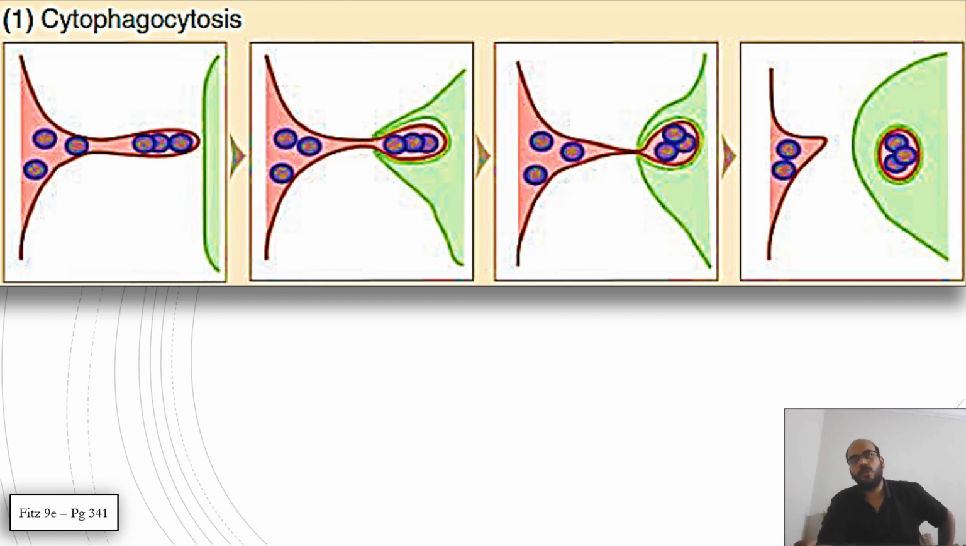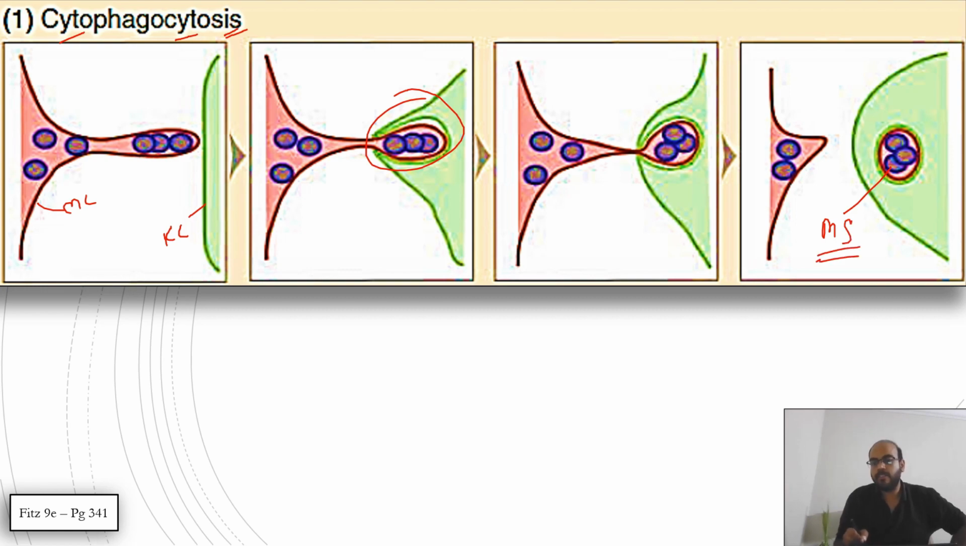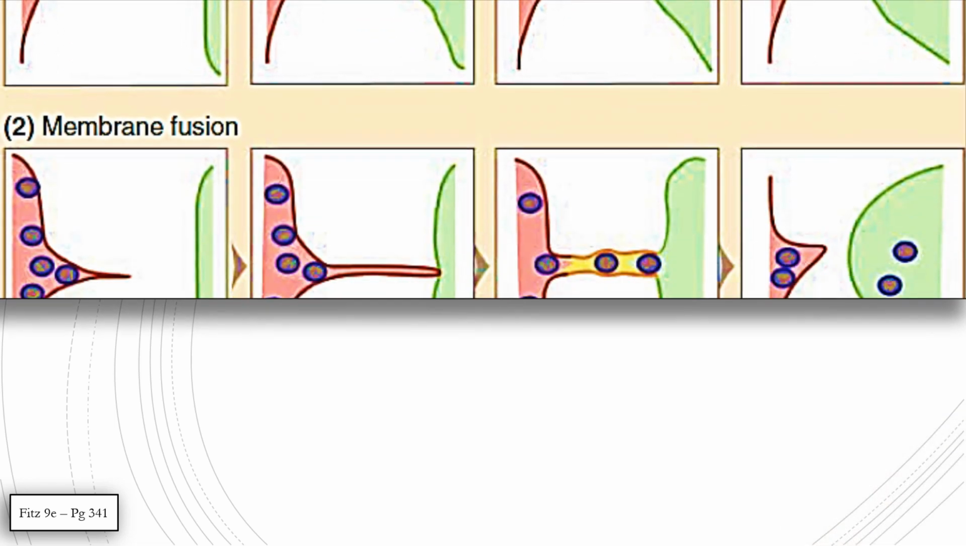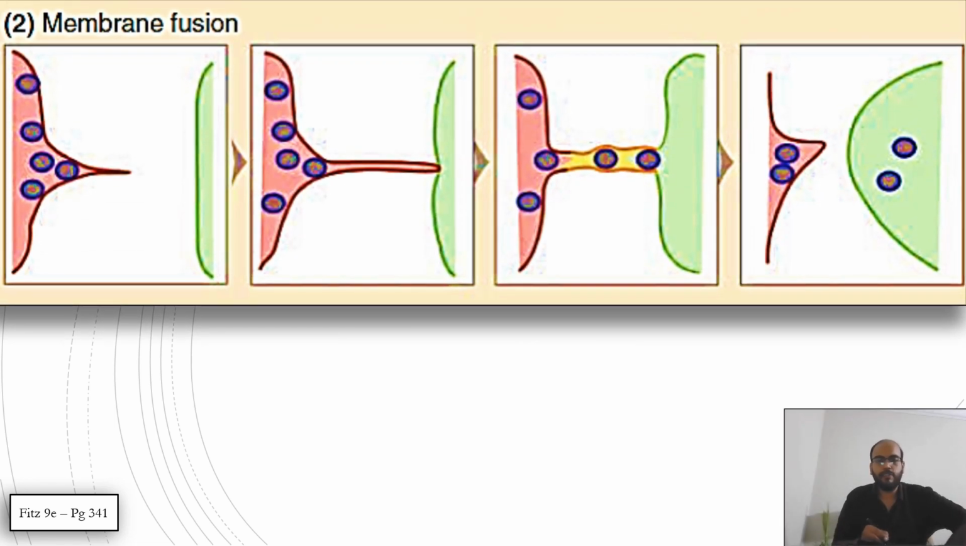So there are at least four theories, or four processes, by which melanosomes get transferred into keratinocytes. First is cytophagocytosis, which means a cell will eat a part of a cell. Here is the melanocyte and here is the keratinocyte. It will eat a part of the melanocyte, and that is how melanosomes are transferred into the keratinocyte. Clear? Second is membrane fusion, in which the membranes of the melanocyte and keratinocyte fuse together to form a tube, and this tube is used as a pathway to give melanosomes to the keratinocyte.